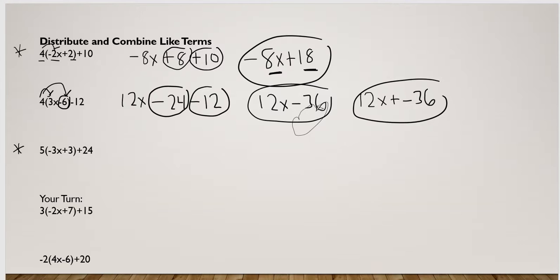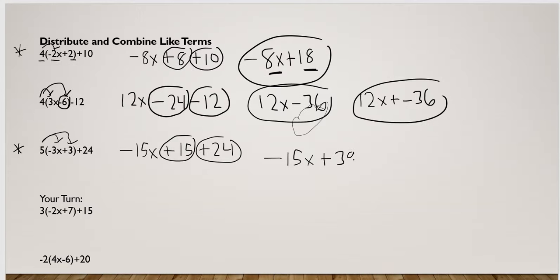Okay, so on this next one we have 5 times, in the parentheses, a negative 3x and a positive 3, so that's going to be negative 15x plus 15. Then we have a positive 24, and from there we're going to combine like terms. So we can combine the 15 and the 24, and that gives us 39. So negative 15x plus 39.